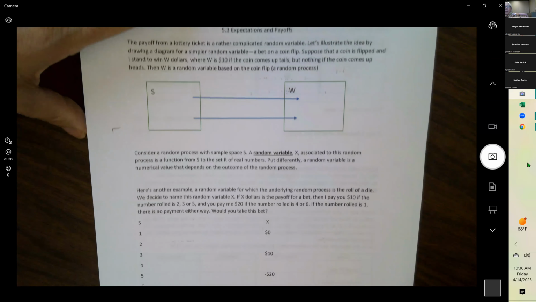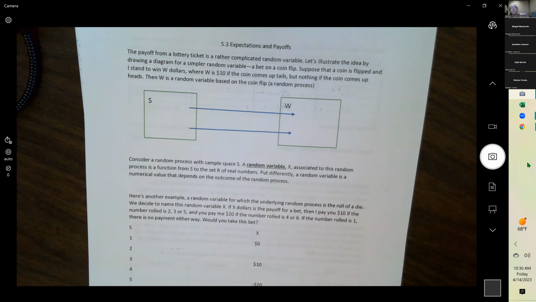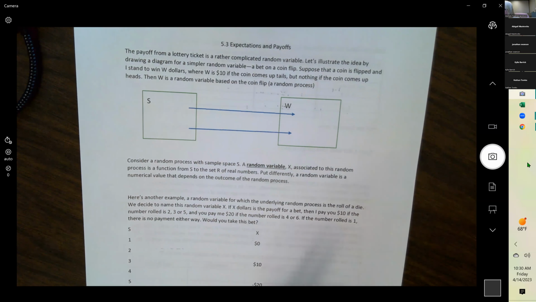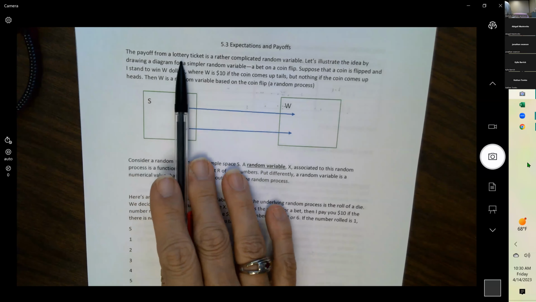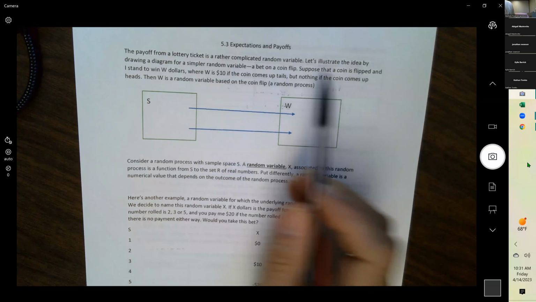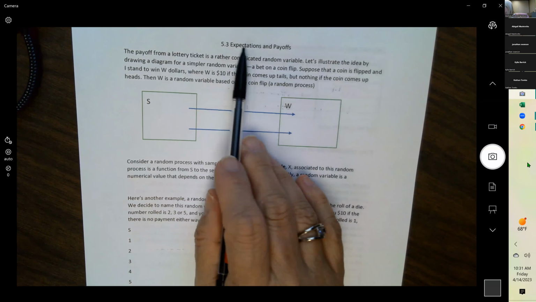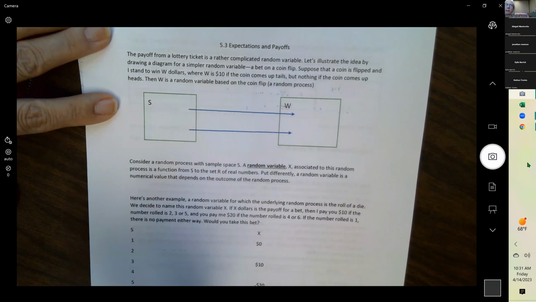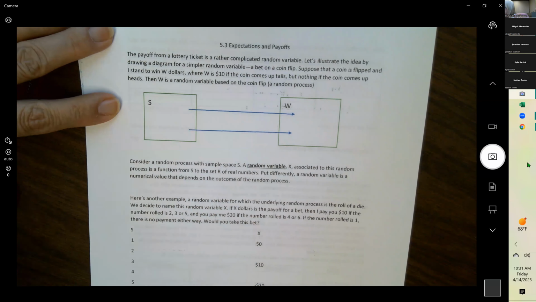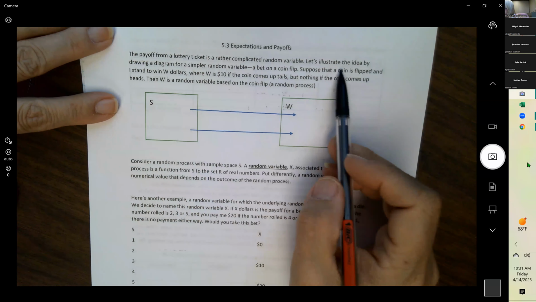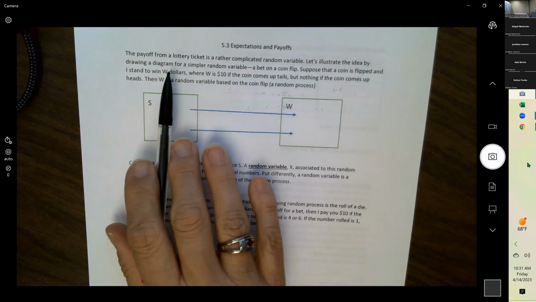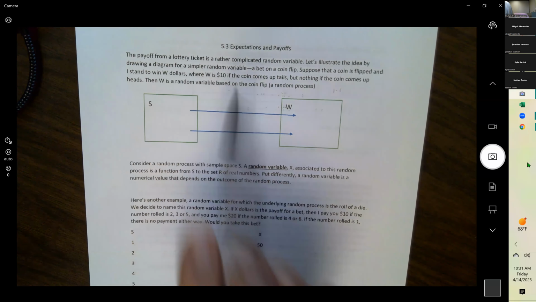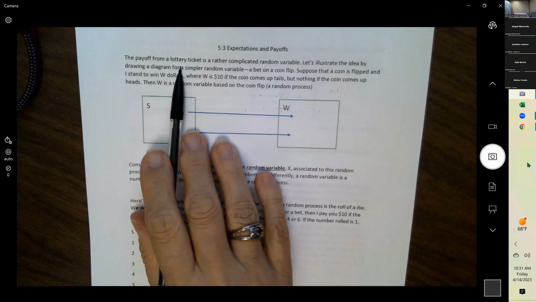Okay, 5.3. The payoff from a lottery ticket is a rather complicated random variable. So we're thinking about expectations and payoffs, and whether we like a bet depending on what the payoff could be. Let's illustrate the idea by drawing a diagram for a simpler random variable rather than a lottery ticket, because a lottery ticket has a lot of values to get.